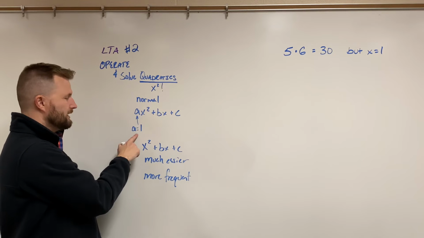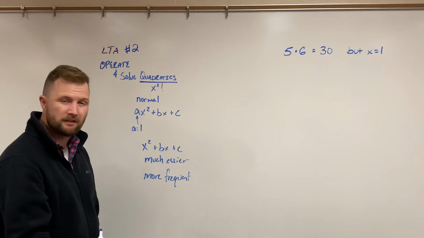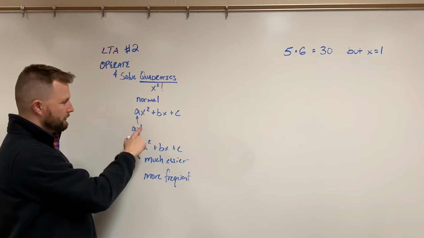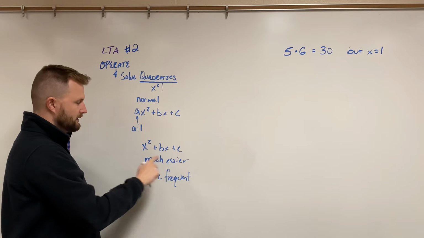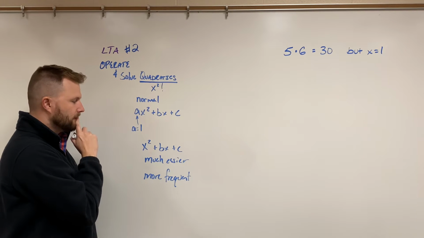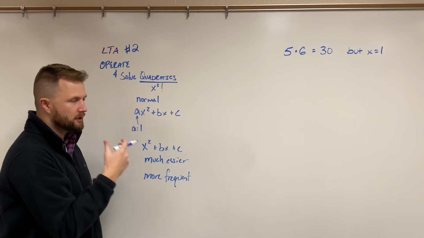But actually, there's a level 1 version, which is the more common version that you'll deal with, where the front number is actually 1, so we don't even write it. So x squared plus bx plus c. Notice no a here. These are much easier and much more frequent.